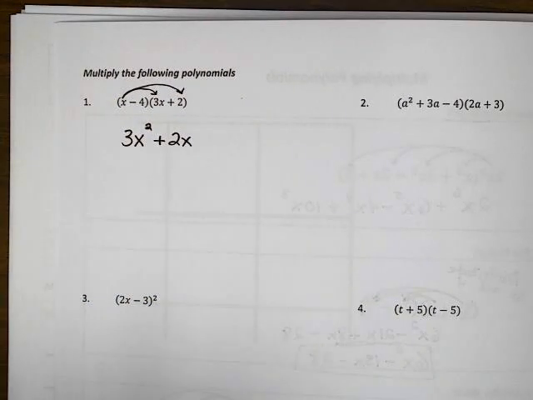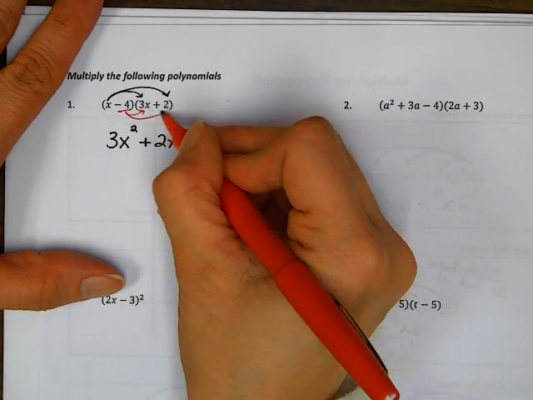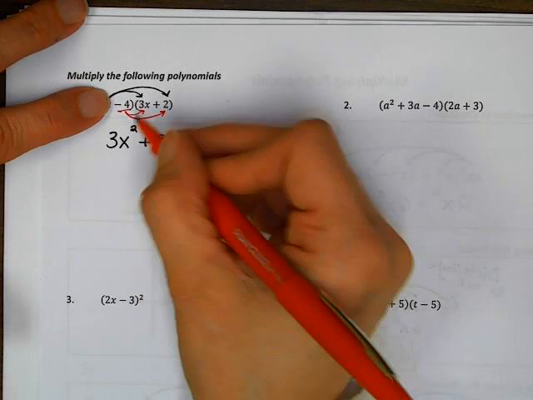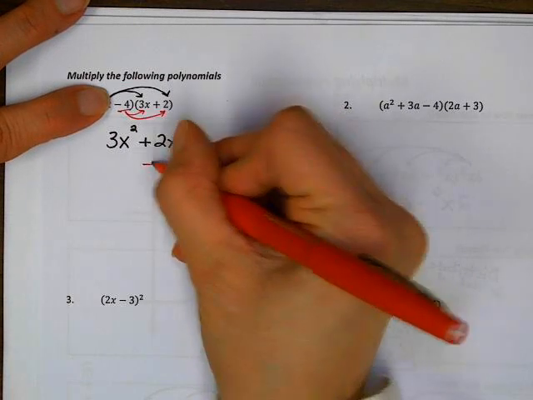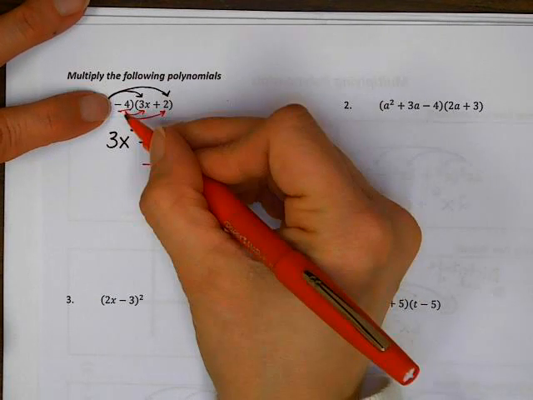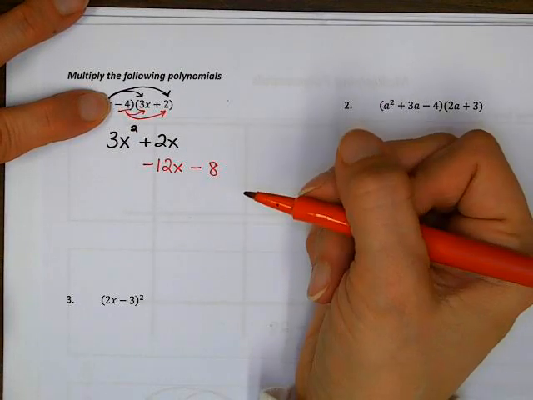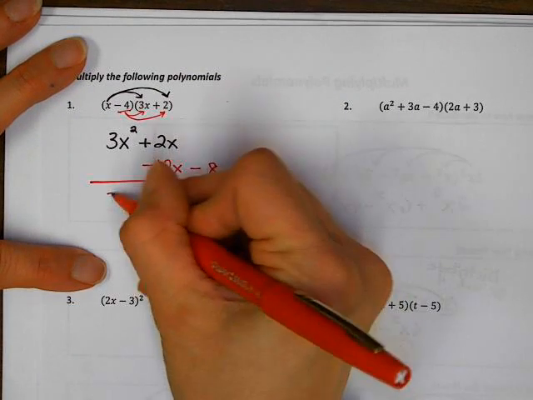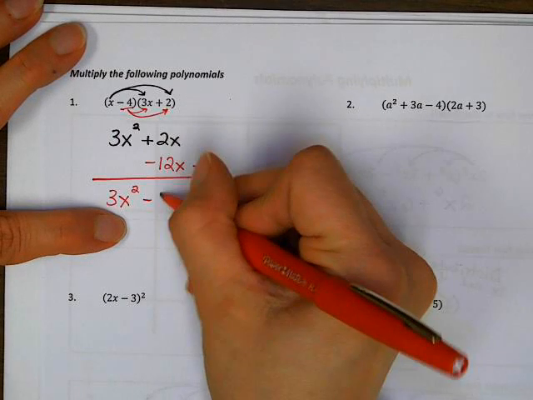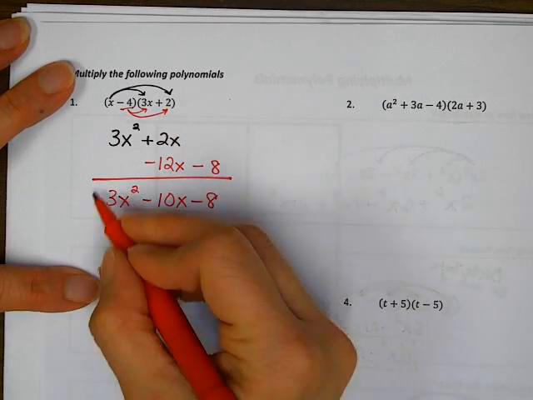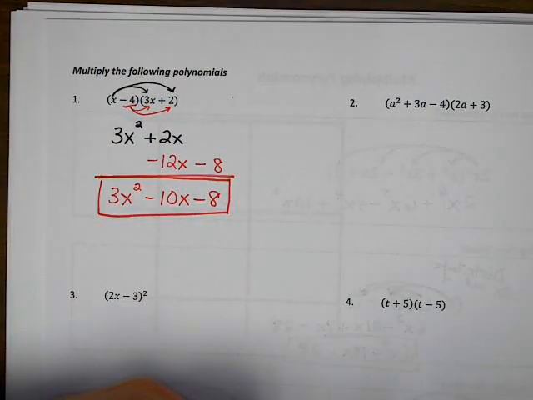Okay, so I'm going to switch pens because now it's -4's turn to get distributed. Don't forget to distribute the -4. -4 times +3 is -12x. I'll put it in the x column. -4 times +2 is -8. Put it in the constant column. And then when we add our like terms, 3x squared, -12 plus 2 is -10x minus 8. It's already in descending order, and all the terms that need to get added are.